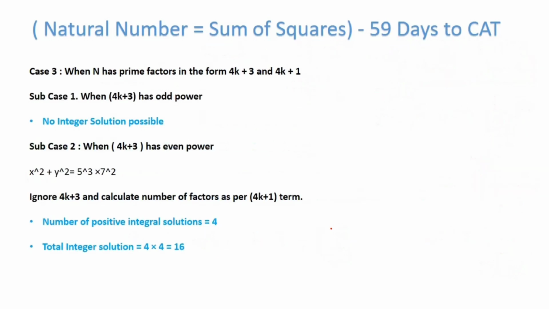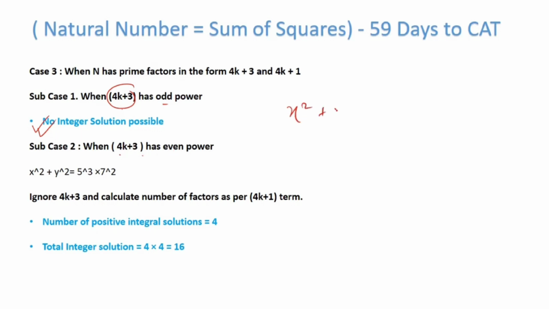Going to the next case. Remember, if we have n which is 4k plus 3 to the power a, 4k plus 3 to the power b, prime numbers in the form 4k plus 3, where these numbers are odd powers, or even one of them is an odd power, then you are going to have zero solutions. Talking about a mix of 4k plus 1 and 4k plus 3. Let's say that n has prime factors in the form 4k plus 1 and 4k plus 3. Now here you will have two cases. First case is 4k plus 3 having odd power. When you have 4k plus 3 in odd power, you are going to get no integer solution. Second case is when you have 4k plus 3 in even power.